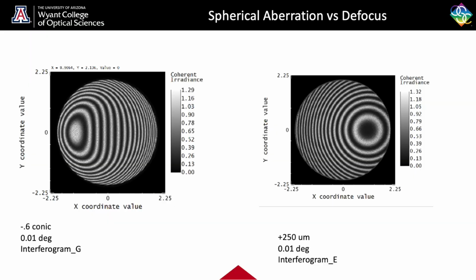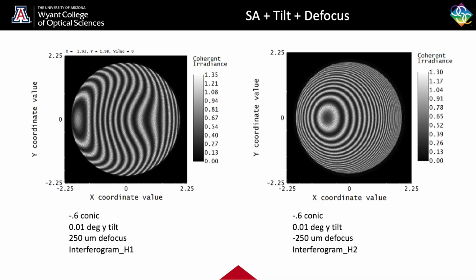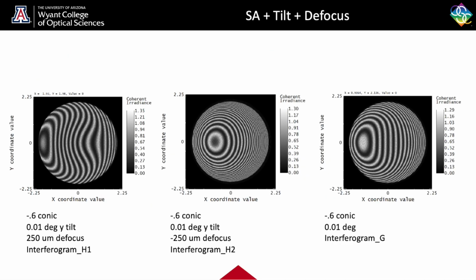Tilt plus spherical looks slightly different from tilt plus defocus because spherical is higher order than defocus. The tilt appears to warp the central fringes. The central fringes also shift in the opposite direction. Finally, we simulated all 3 aberrations at once. You can see here that defocus in different directions did not produce mirrored interferograms. With the addition of defocus, we see more or less warping in interferograms H1 and H2 than in interferogram G.